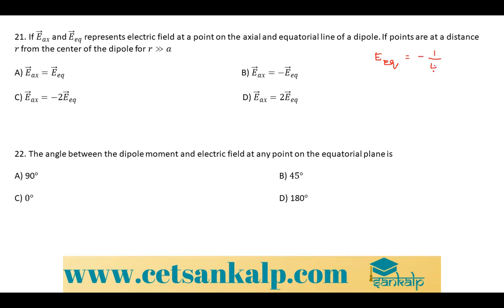minus 1 by 4 pi epsilon naught, p vector p divided by r cube. That is for equatorial. And we have for axial, it is 1 by 4 pi epsilon naught, 2 p divided by r cube.